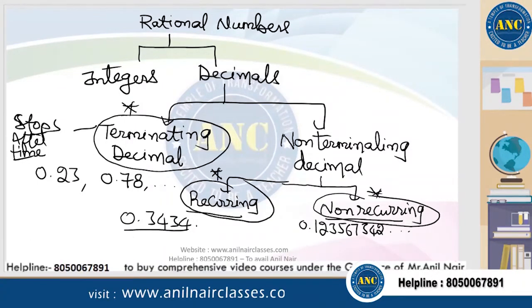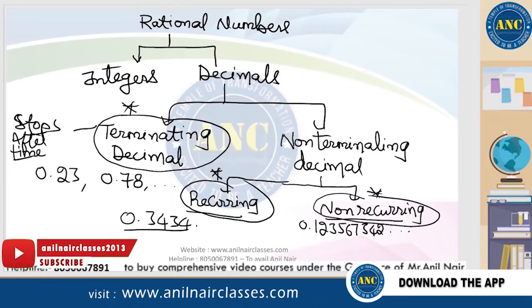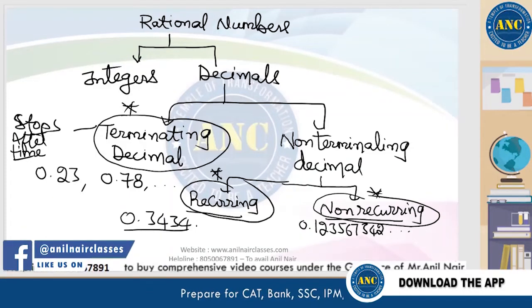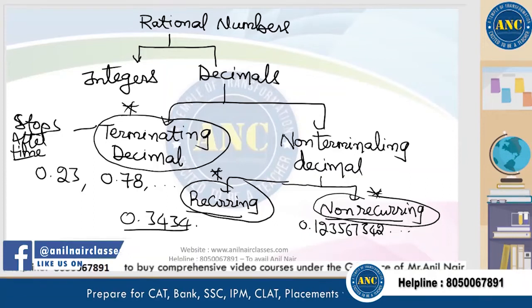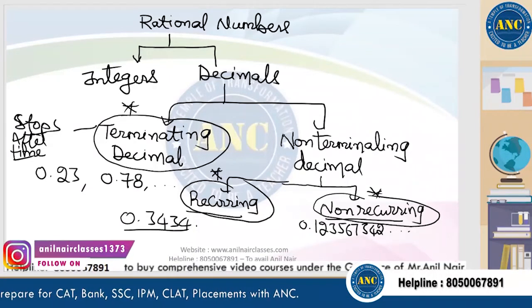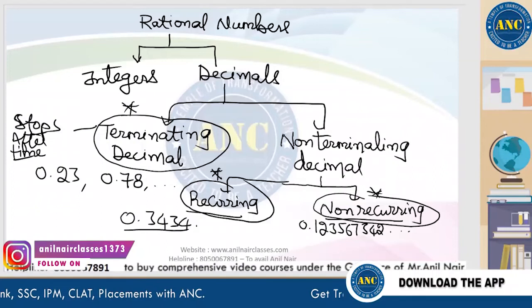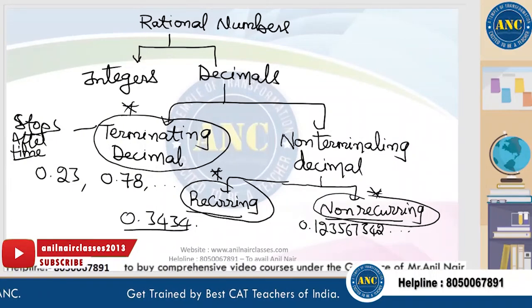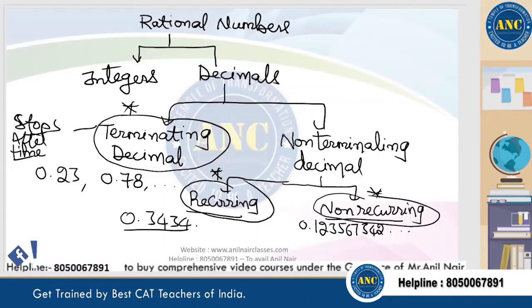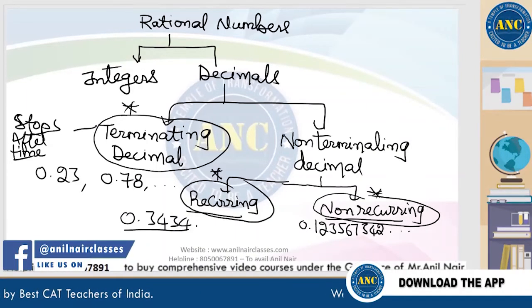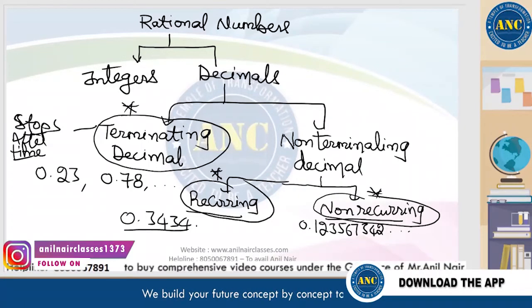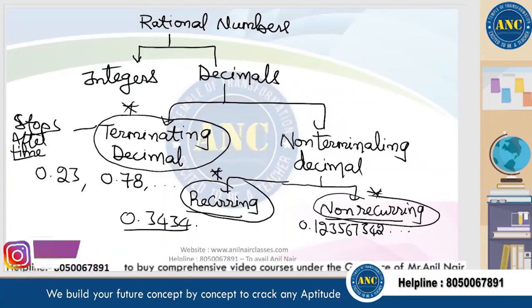In rational numbers there are integers and decimals. In decimal, terminating and non-terminating. Non-terminating, it will not stop. So if it does not stop, what will happen? The digits will keep continuing, or same digit will keep continuing, or different digits will keep continuing. Same digits, if it keeps repeating, it is called recurring decimal. If it does not get repeating, it is called non-recurring decimal. I hope you are all there with me.